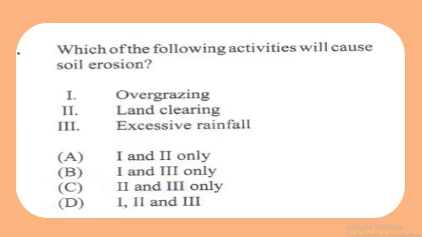Next, which of the following activities will cause soil erosion? Is it 1, overgrazing, 2, land clearing, 3, excessive rainfall? So is it A, 1 and 2 only, B, 1 and 3 only, C, 2 and 3 only, or D, 1, 2, and 3? And the answer is D.